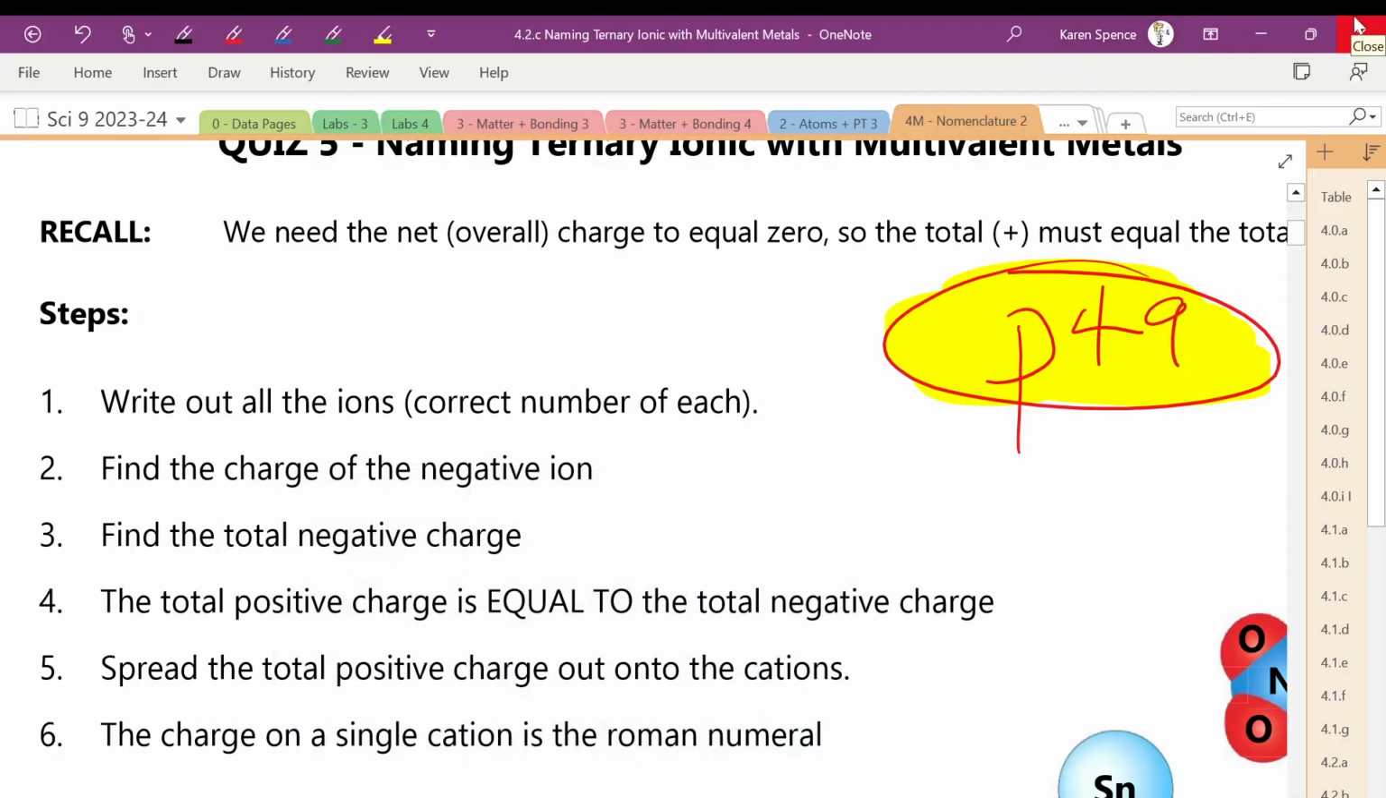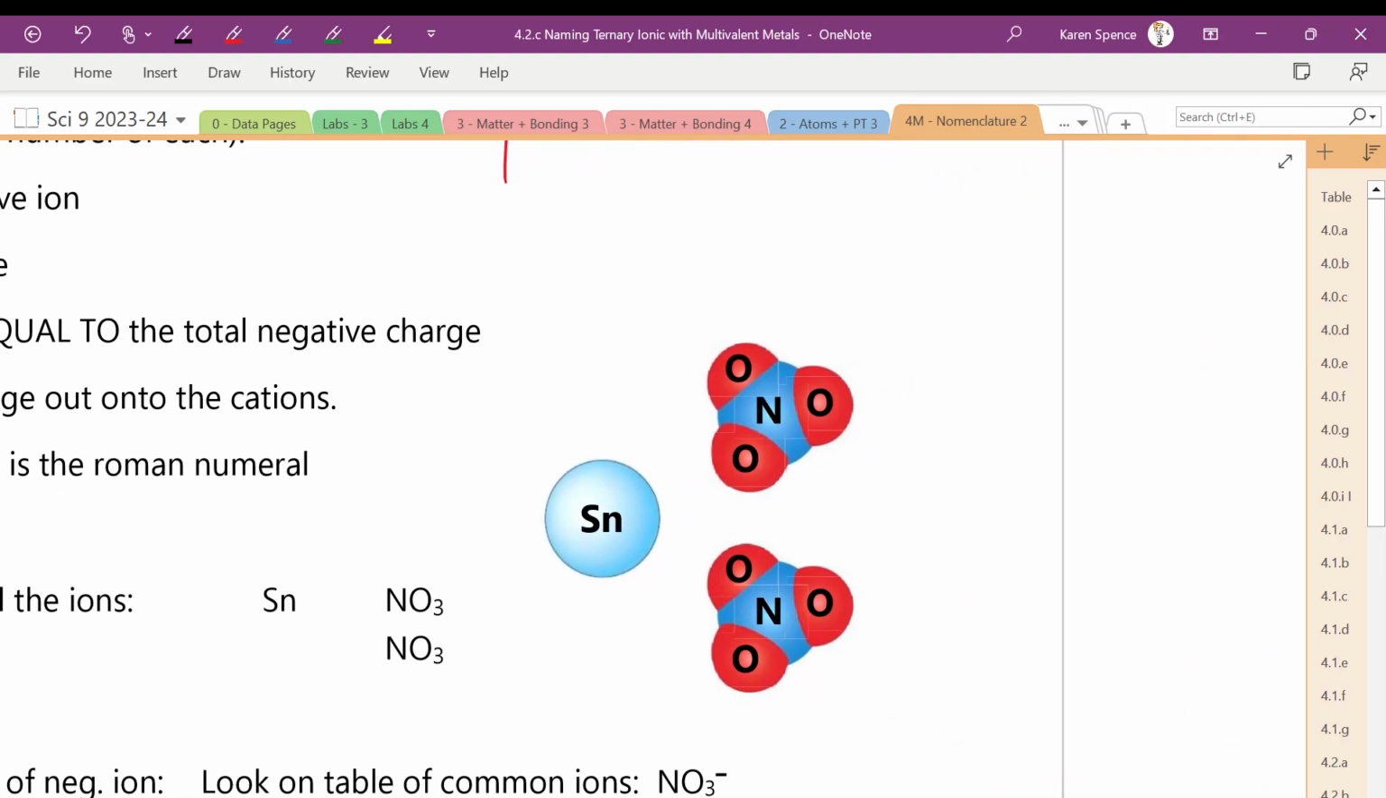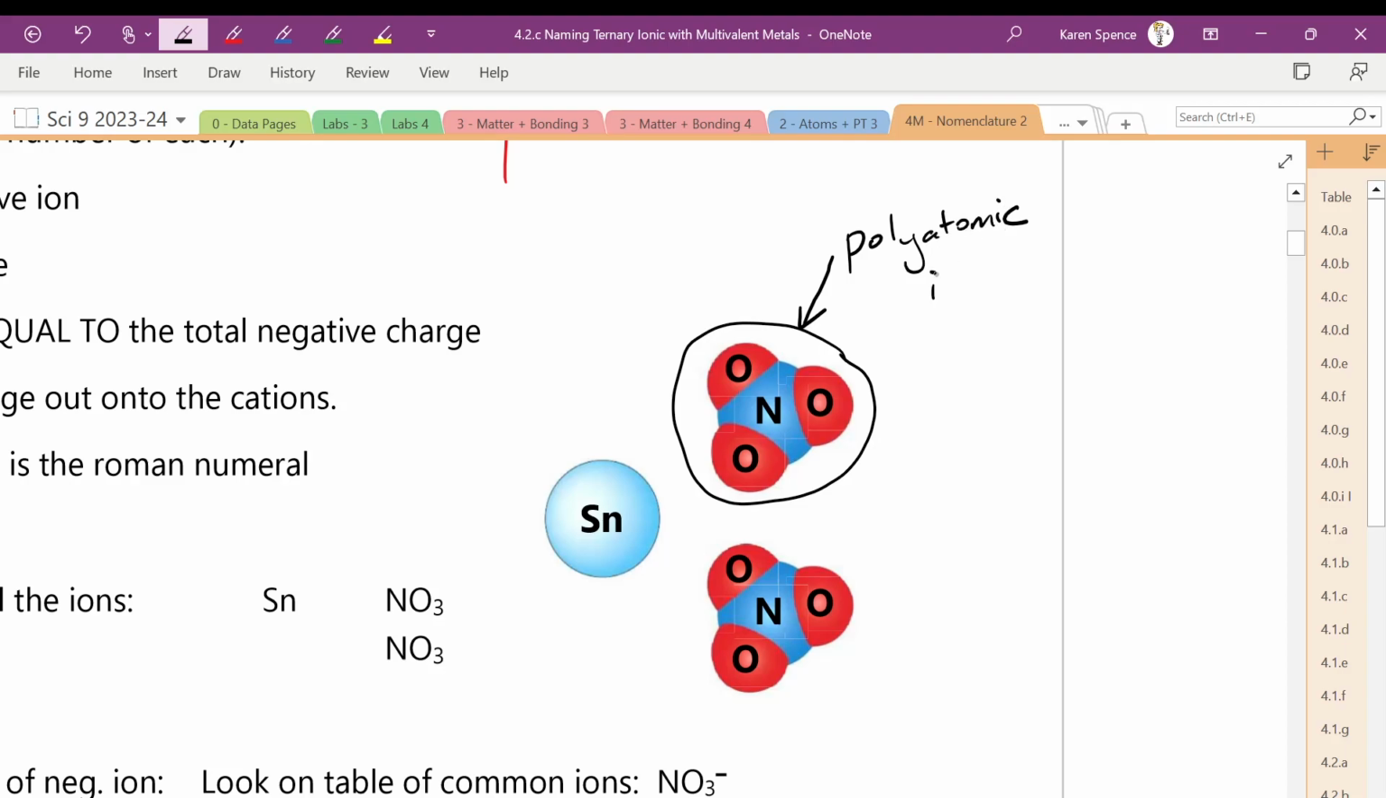Okay, so this particular sheet puts together two concepts. Concept number one, polyatomic ions. Concept number two, multivalent metals. So we have the polyatomic ions, which look like that. That is a polyatomic ion.